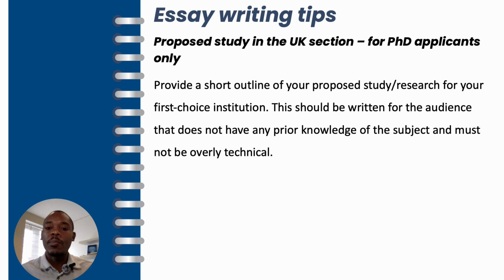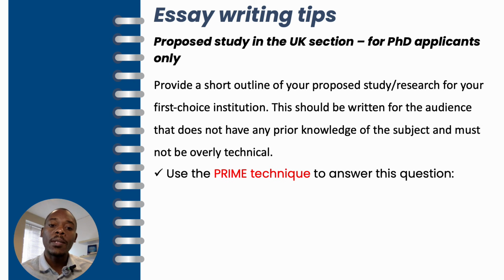Right. The second part of the question, for your proposed study, requires you as a PhD student to provide a short outline of your proposed study or research of your first choice. So you're just looking at your first choice. This should be written again for an audience that does not have prior knowledge of your subject and should not be overly technical. So how do you answer this question? You can use the technique which I call the PRIME technique as you are answering this question. And remember, you are just giving an outline, you are not going into details.